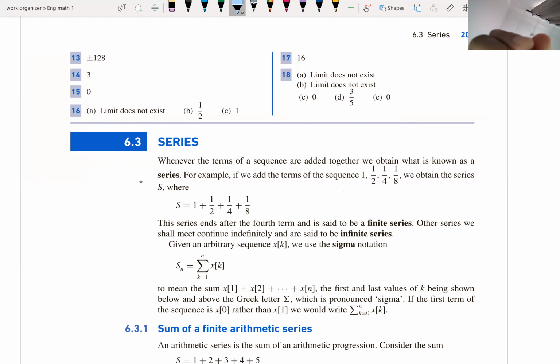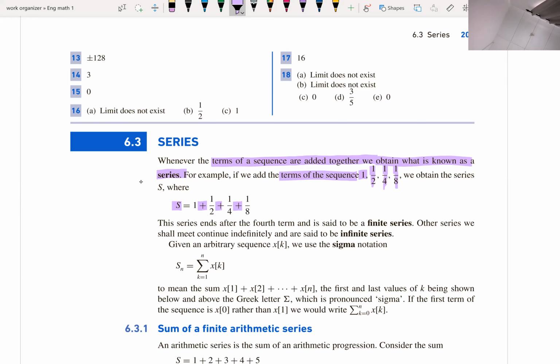Here, the terms of sequence are added together. Then we obtain what is known as a series. So let's see, before this, terms of sequence we have, let's say 1, comma, another number, comma, another number, and comma. For series, the symbol is S. We just have to add all the terms.